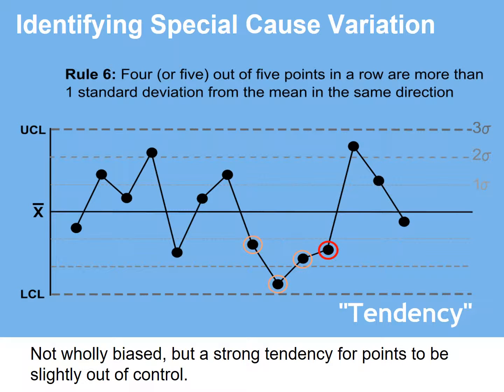Rule 6 we'll call tendency. This is when 4 or 5 out of any 5 points in a row are more than 1 standard deviation from the mean in the same direction. Again, this is unlikely to occur entirely by chance, but isn't as necessarily strongly indicative of special cause variation as some of our other rules.